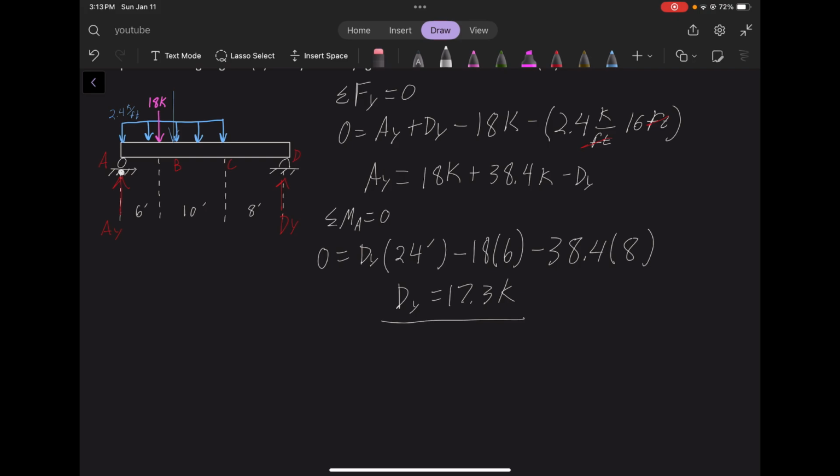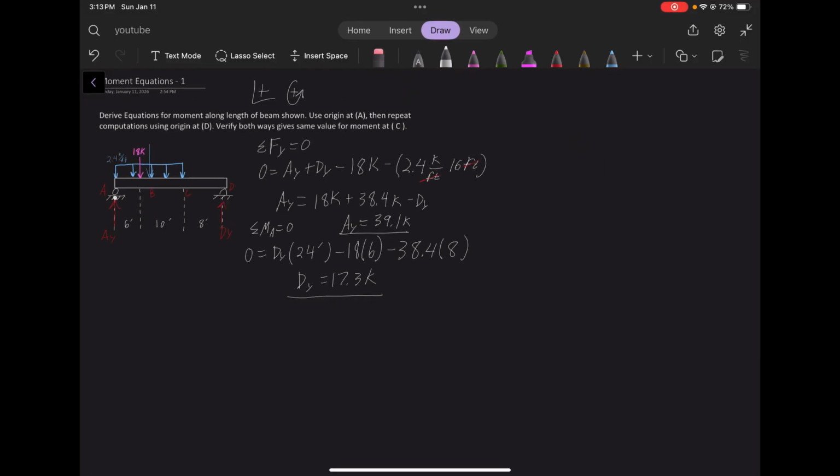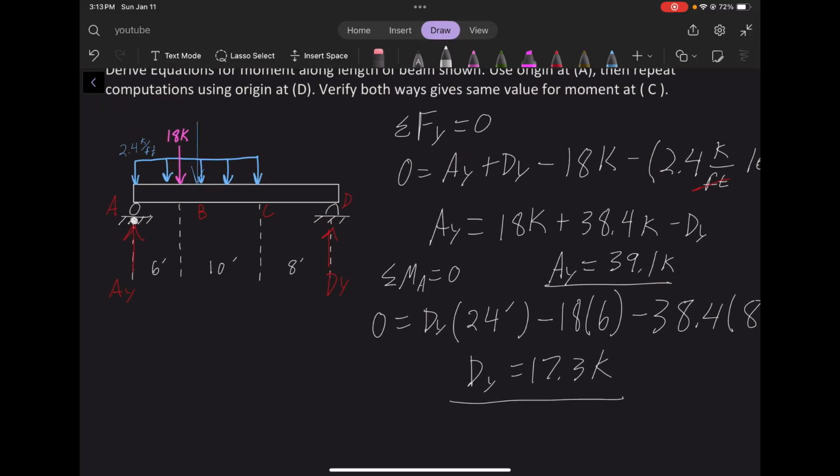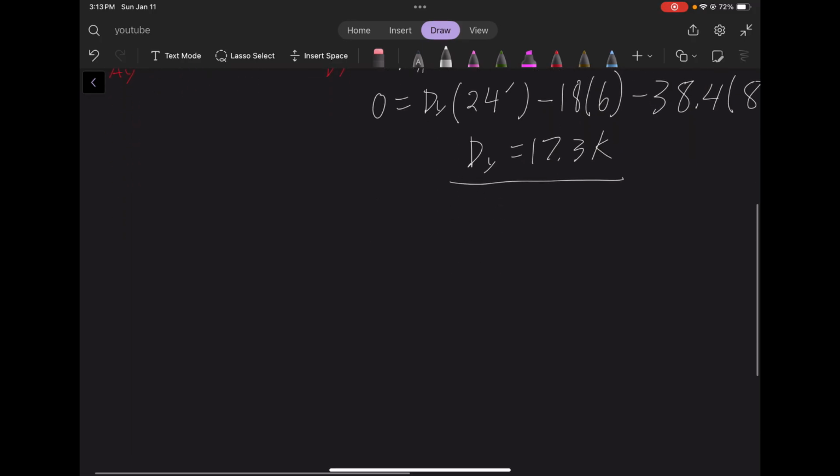So I'll underline that. And then plugging it back into here, we'll get that AY, a little sloppy, AY equals 39.1 kips. So now that we have our reactions, we can start writing equations. So to begin, I'm going to start on the right side of the beam. So let's write the moment equation for what goes on at the right side of the beam. So you can pause it and do whatever you want now, and let's get started.